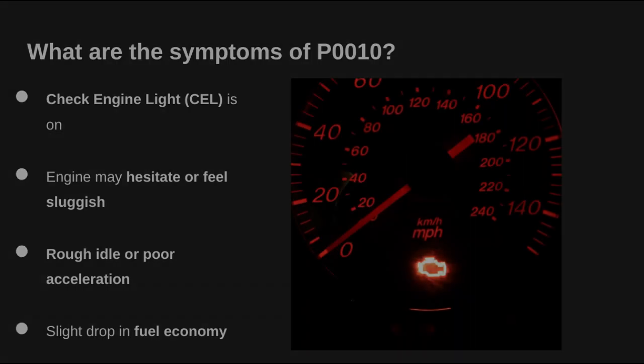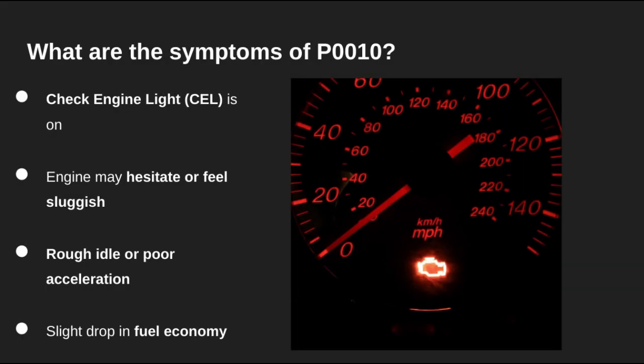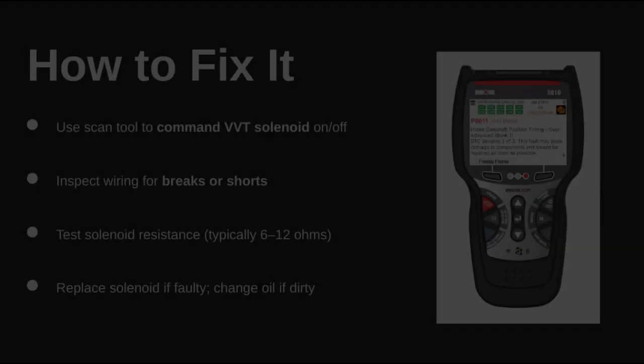When P0010 is active, the first thing you'll notice is the check engine light. You may also feel the engine hesitate, especially under load or during acceleration. Some drivers report a rough idle or that the engine feels a little off, not quite as responsive as usual. And since timing adjustments aren't happening properly, fuel economy might take a small hit as well.